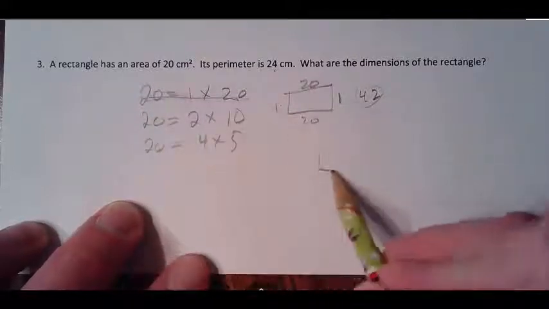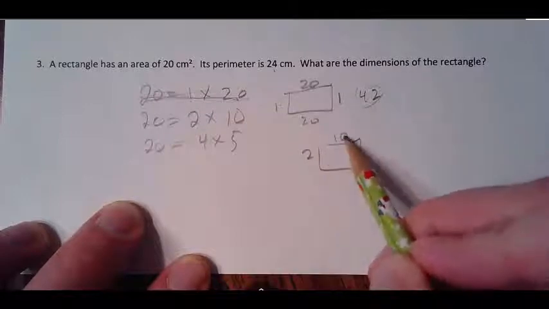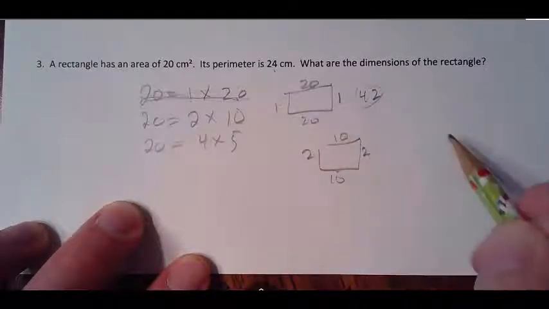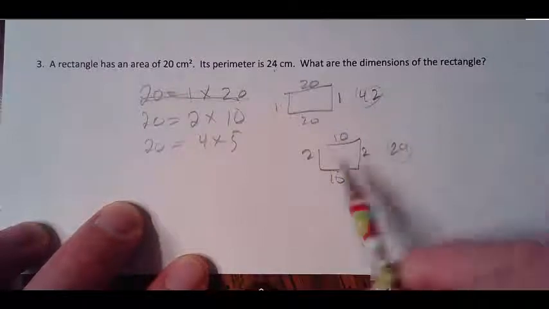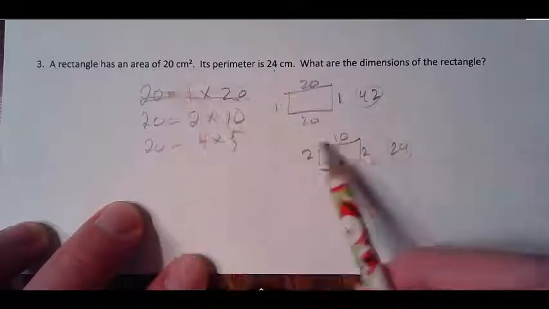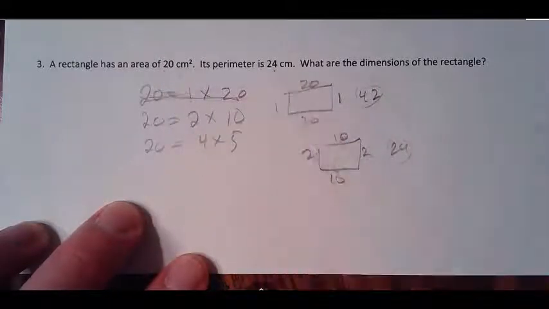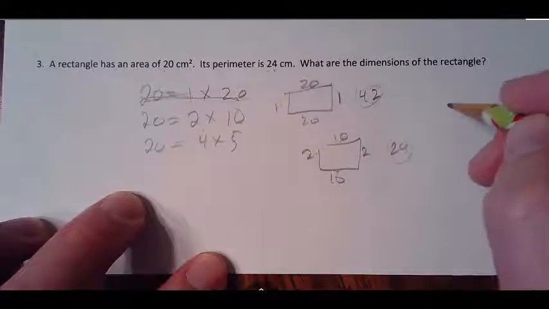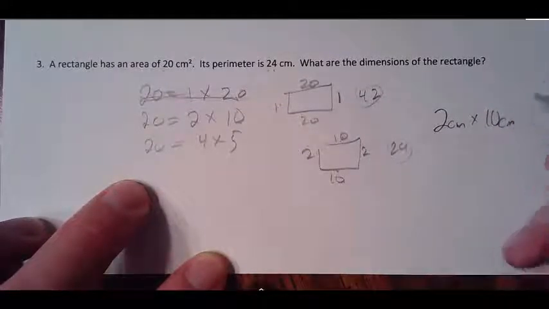If you tried a 2 by 10 rectangle, you get 2 plus 10 plus 2 plus 10. So that'd be 12 and 12. Now that one would be 24. So that tells me these are the dimensions. The area, 2 times 10 is 20. And the perimeter, by adding up the 4 sides, is 24. So that means I've got myself a 2 centimeter by 10 centimeter rectangle.